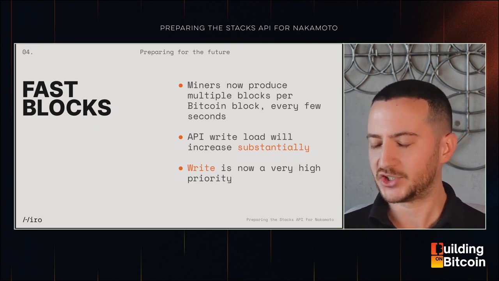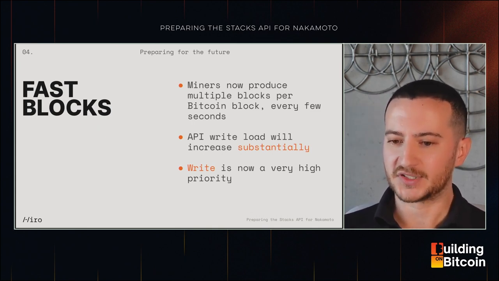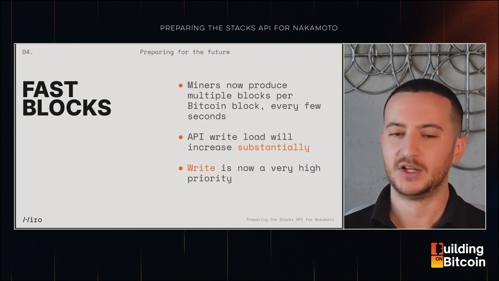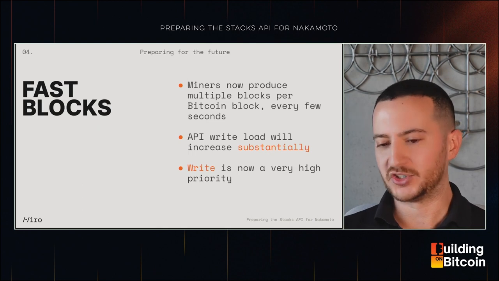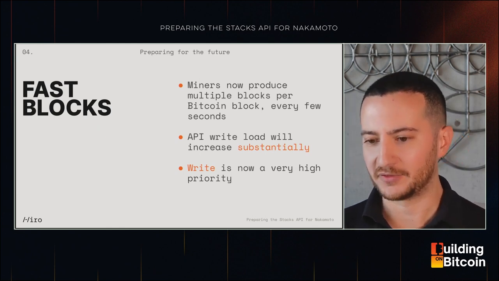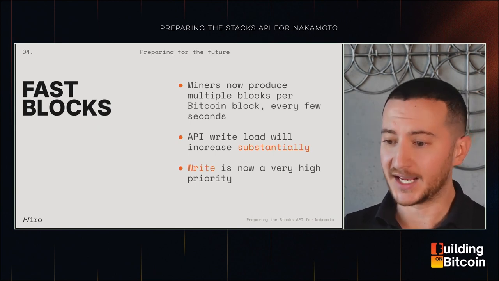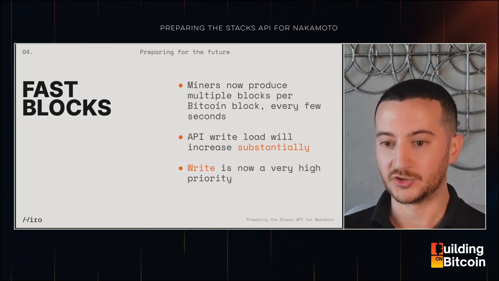will increase substantially. In other words, since we will have blocks every few seconds and those blocks could be very full of transactions, then the API has to be quick enough to consume those blocks in a reasonable time. And this obviously makes write now a very high priority. Obviously, this doesn't mean that the read side of things is reduced in priority. On the contrary, I think the stakes are just that much higher, and we have to be better on how we consume this information.